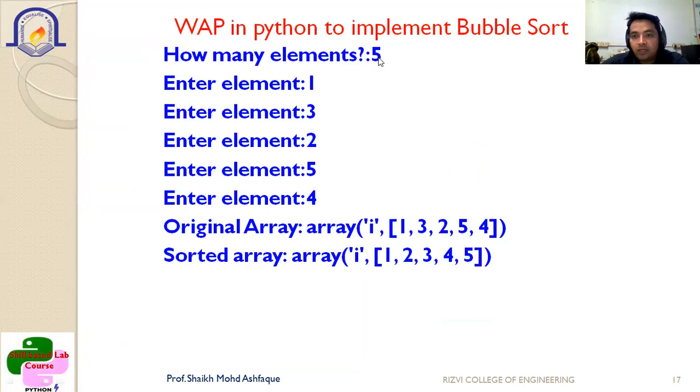How many elements? Suppose you have entered 5 elements. So here you enter the 5 elements. So enter element 1, then enter element 3, 2, 5, 4. Here the user has entered. So whenever you print the original array, you can see that 1, 3, 2, 5, 4 is printed. Here you have understood how to accept the input from the user inside the array.